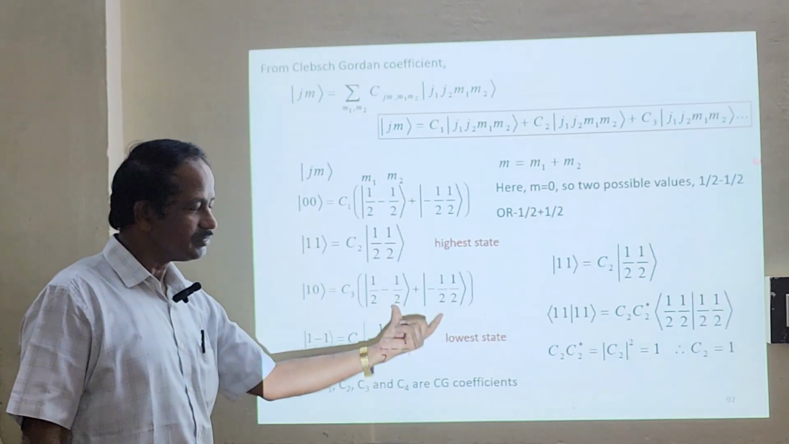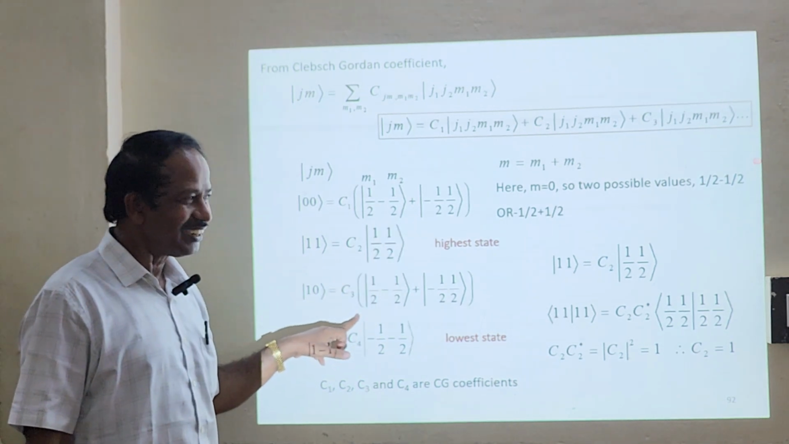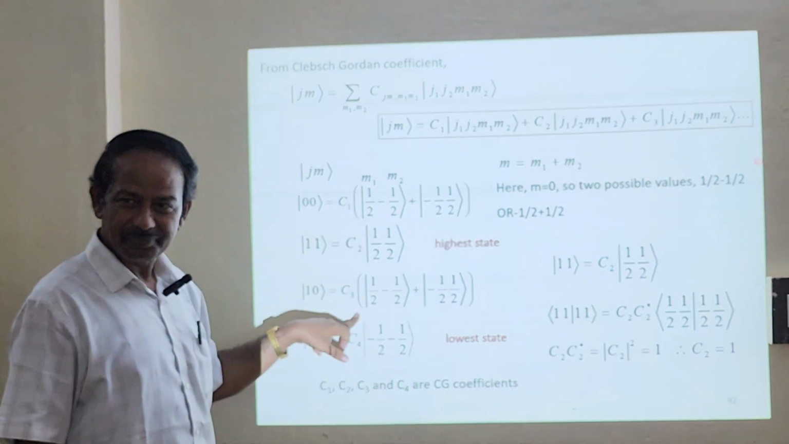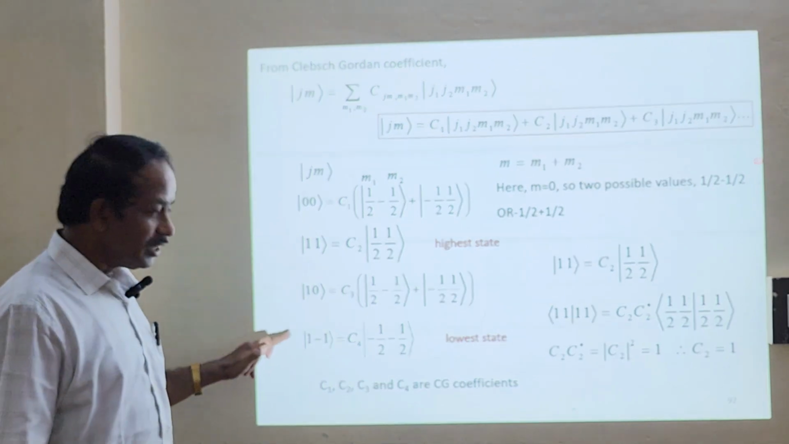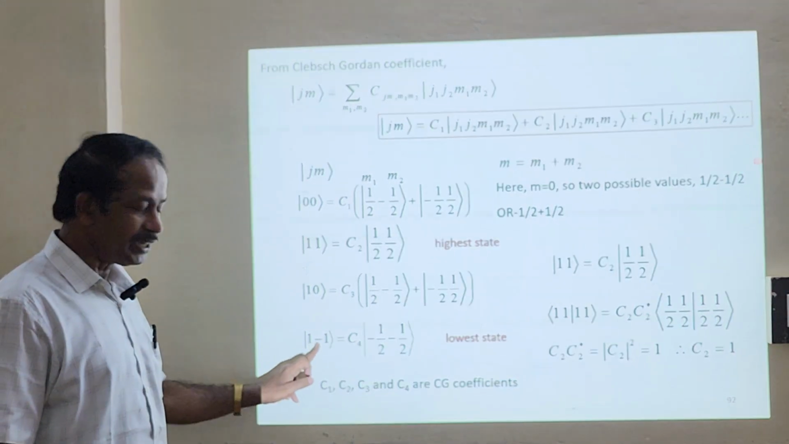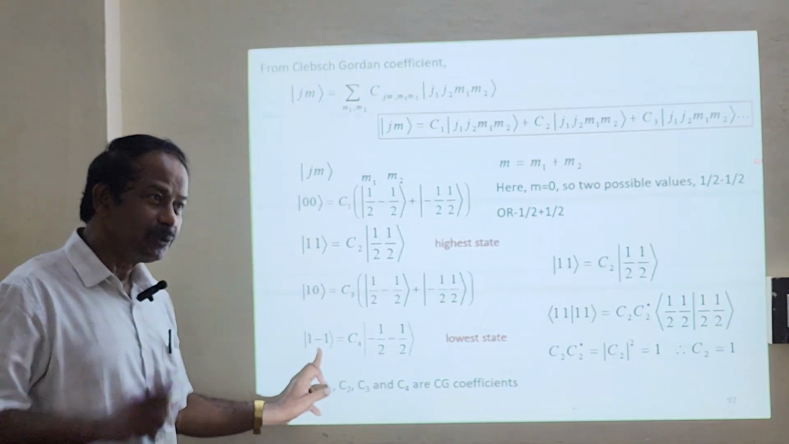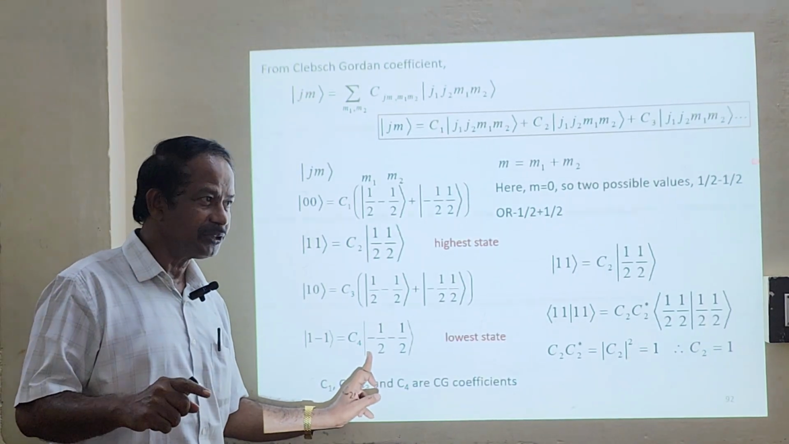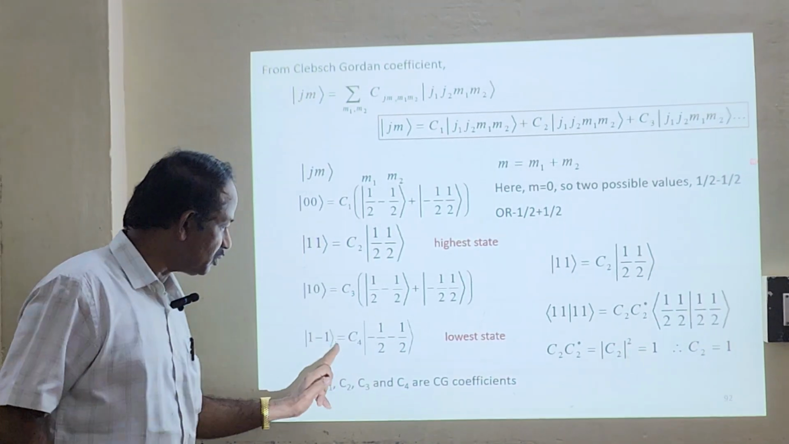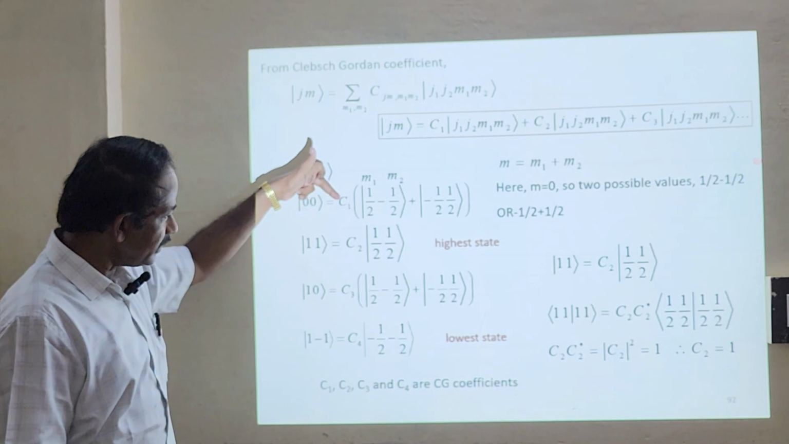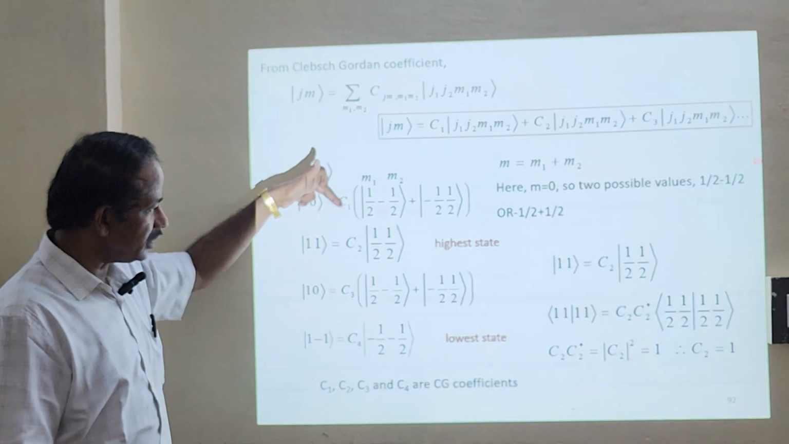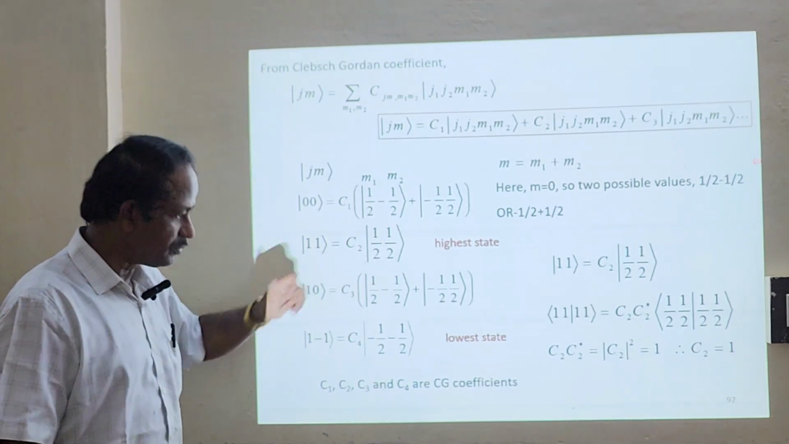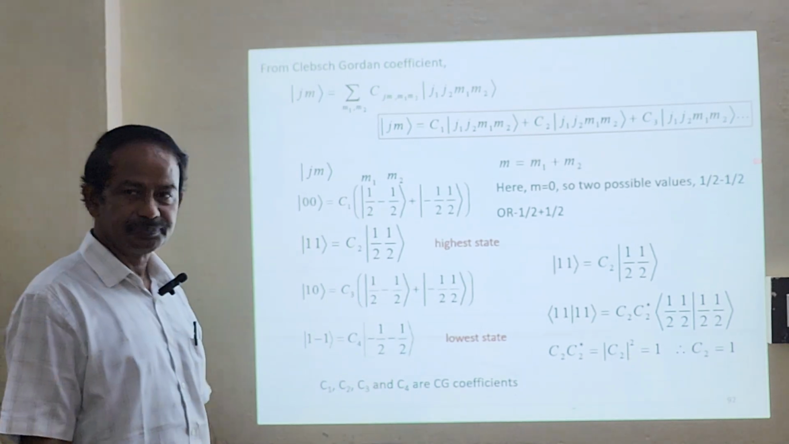So you look at this, they are almost the same. Now we are going to find out c3. What is the last state? 1, minus 1. Only one possibility exists, minus 1/2, minus 1/2. The answer will be minus 1. So we are going to get all the Clebsch-Gordan coefficients c1, c2, c3, c4. They are all Clebsch-Gordan coefficients.